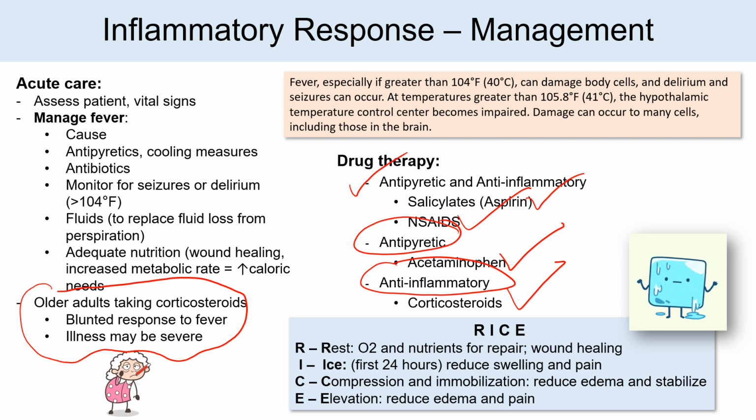Okay, and we also encourage the RICE method. R is rest: if you have inflammation, you want to rest it to promote wound healing. I is ice, only for the first 24 hours to reduce that swelling and pain. C, compression and/or immobilization, that way we don't keep causing the inflammation. And E, elevation. This is important to get rid of that edema, which will then help decrease the pain, to encourage fluid return back to the heart.